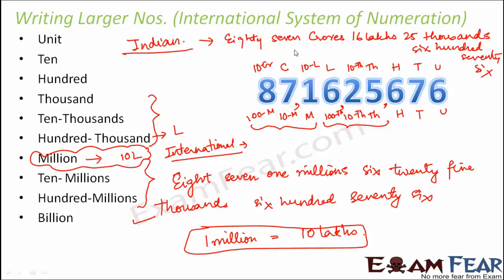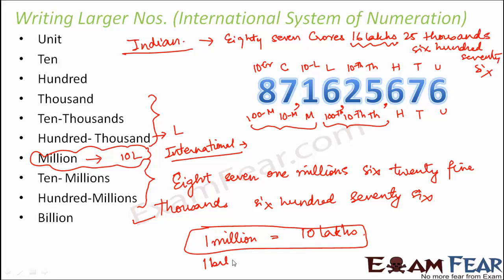Now if you try to compare these two, wherever we have spoken about 16 lakhs, what is that? That goes into millions. So that's why here you see you have something like 87 crores, which was actually 871 million, because 1 million is 10 lakhs.